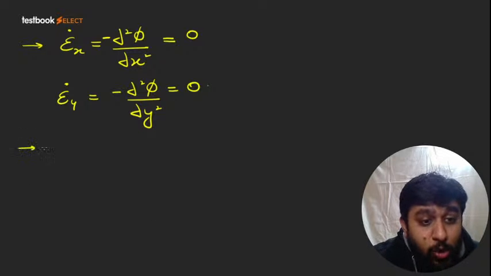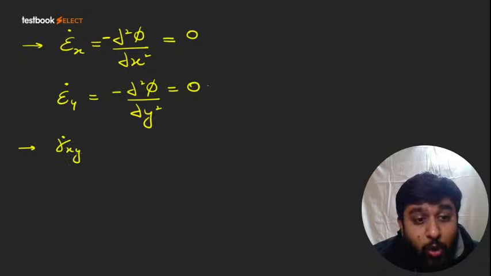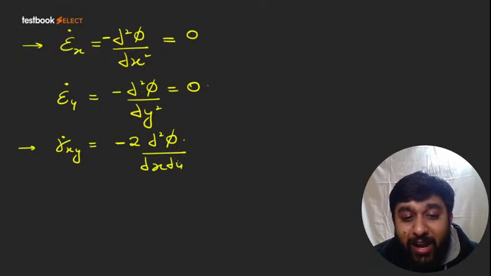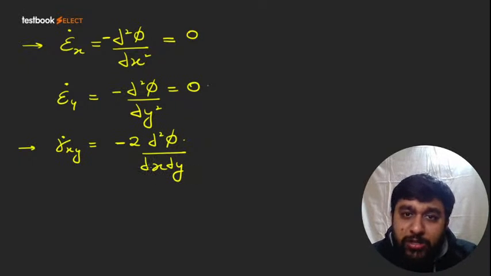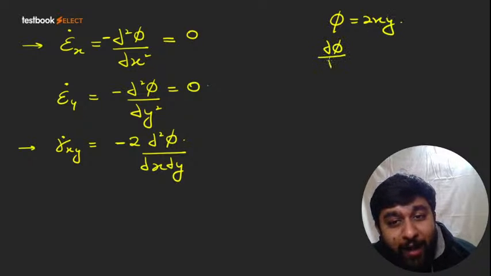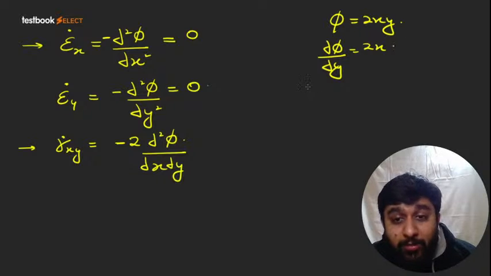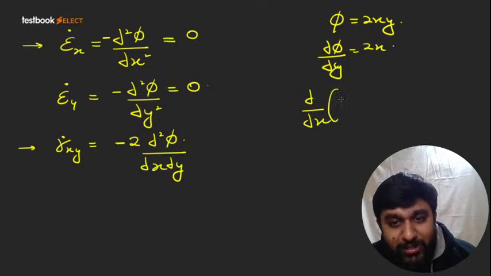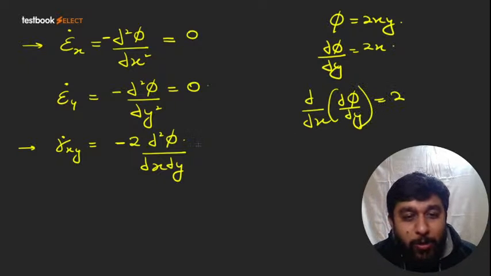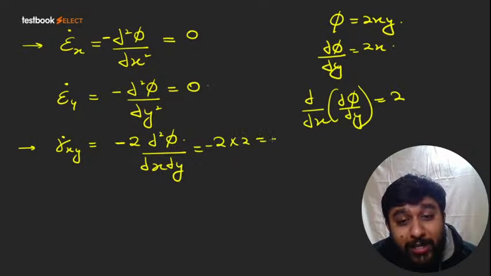Now next they might ask you what is gamma dot xy. So a few moments back we saw the formula of gamma dot xy. I think the formula of gamma dot xy was minus del square phi by del x del y. So you can perform this differentiation in any order. Now what is phi? It is 2xy. So first I will do del phi by del y. It is 2x. Then I will do del by del x of del phi by del y. So that will become 2, right? So your answer will be minus 2 into 2, that is minus 4.